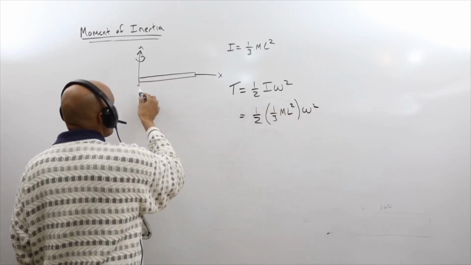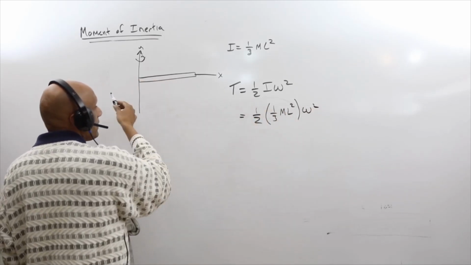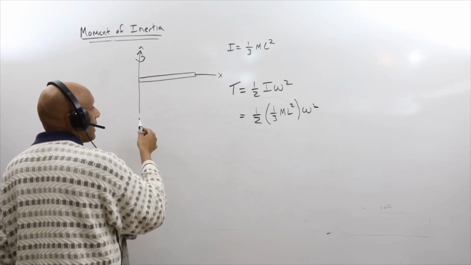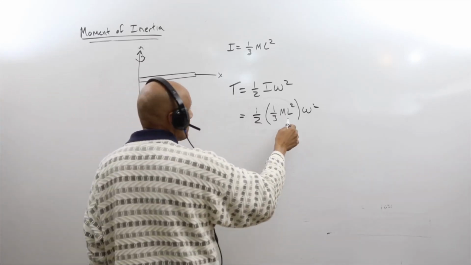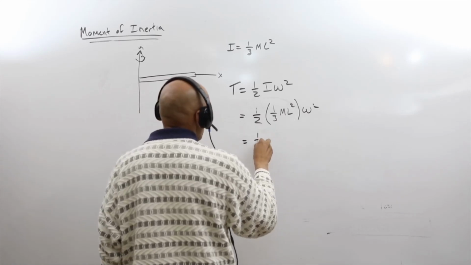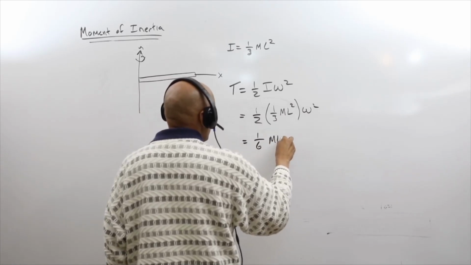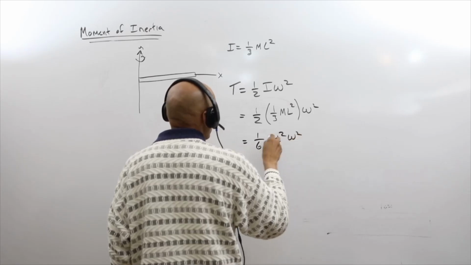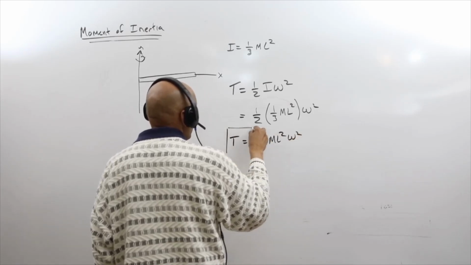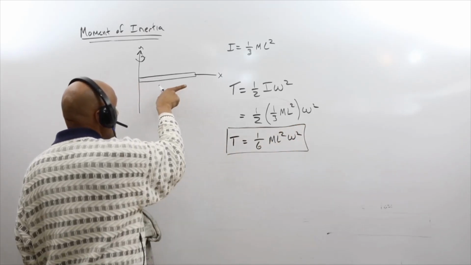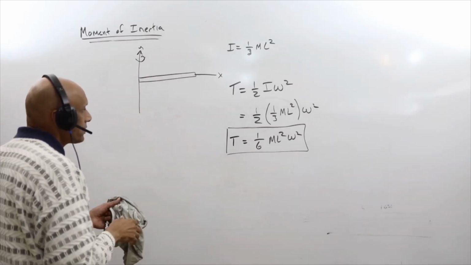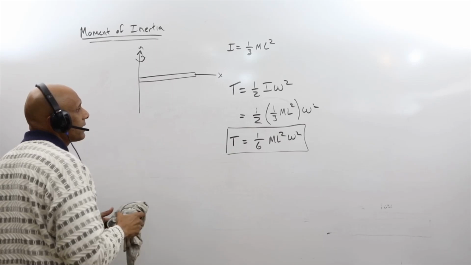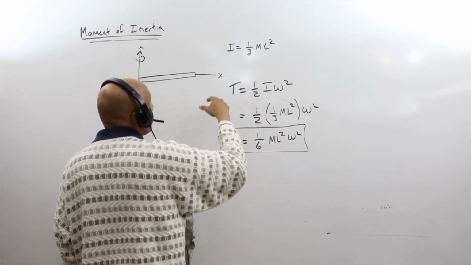So it depends on how fast this angular frequency of rotation is, the rate of change of rotation, radians per second. So this is the angular frequency. So we can expand this and get 1/6 mL squared omega squared as the kinetic energy of rotation of the stick going around the y-axis. So okay, now we know something about a stick. We know the stick has a moment of inertia of 1/3 mL squared.